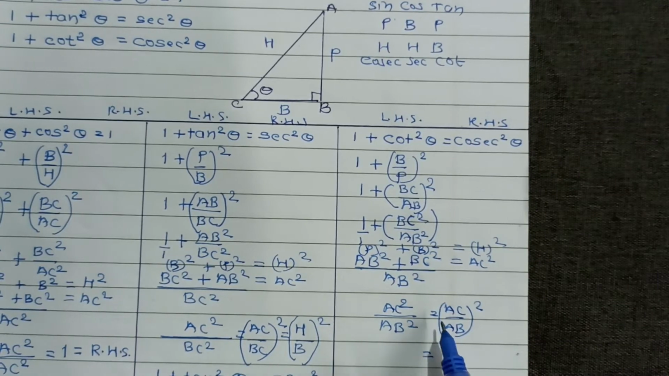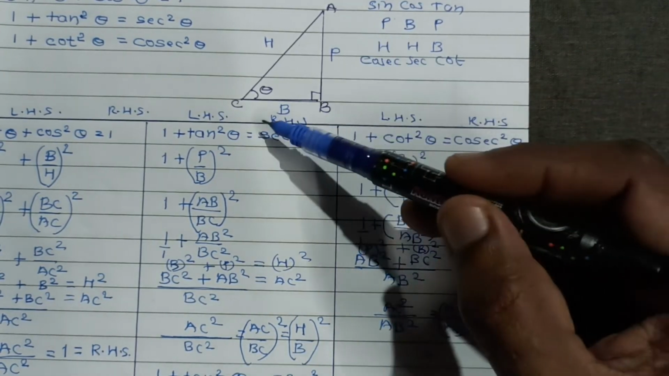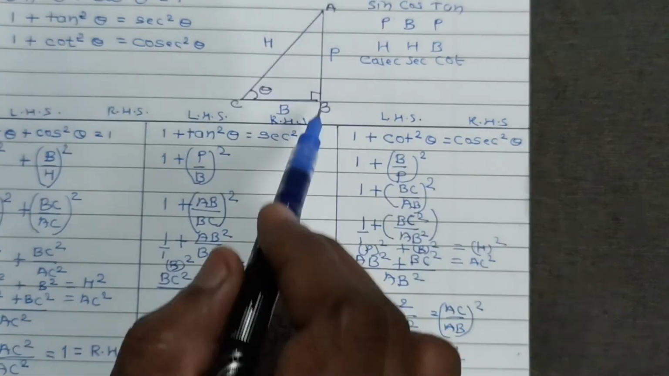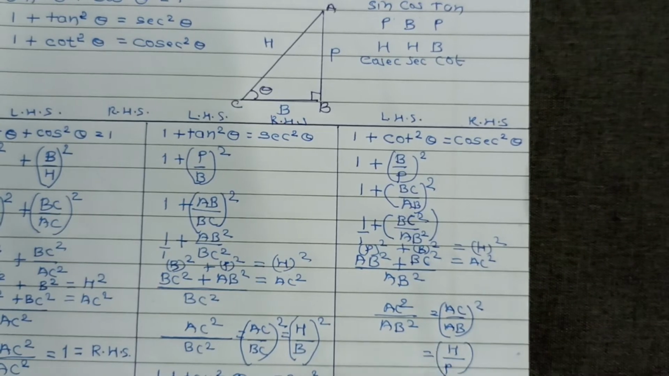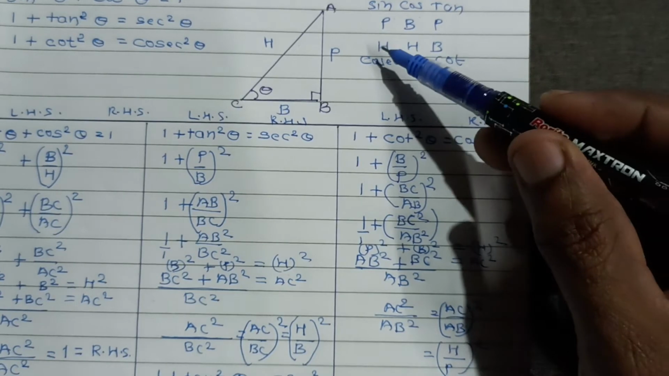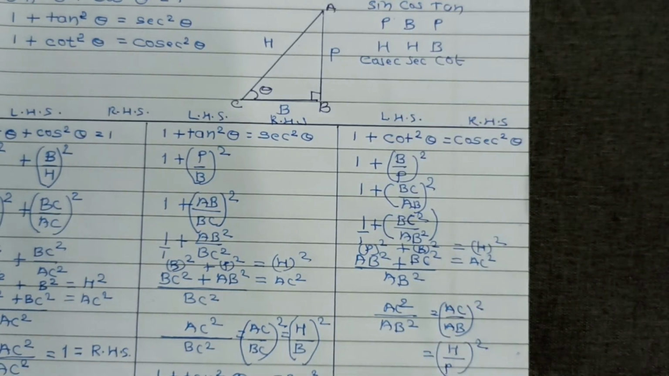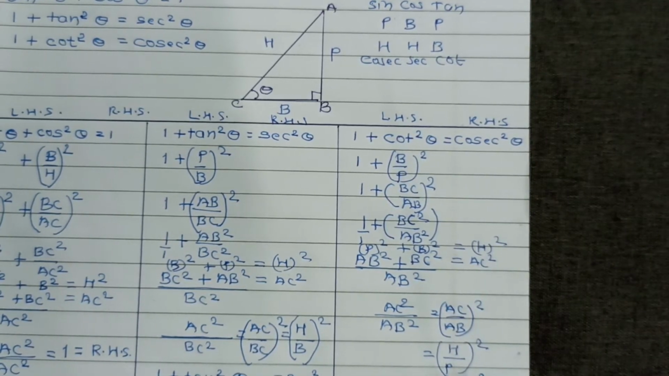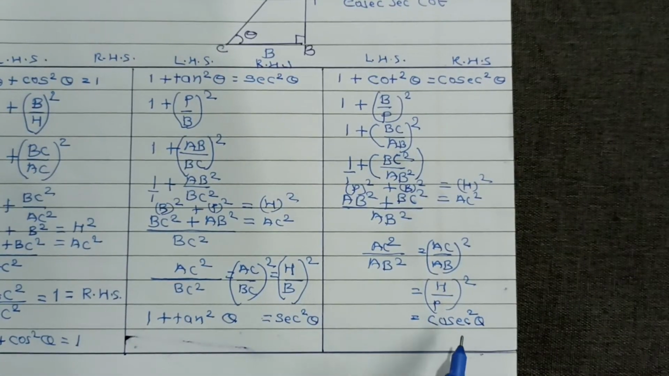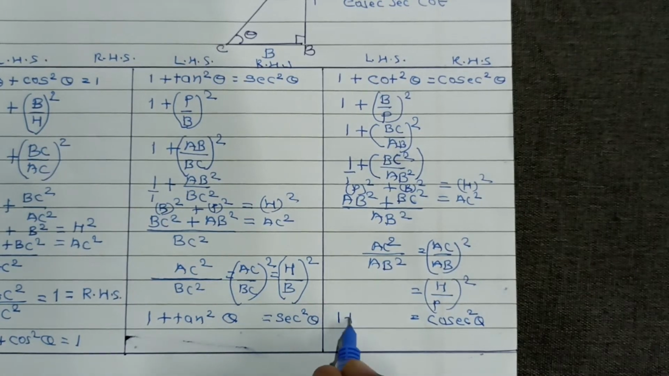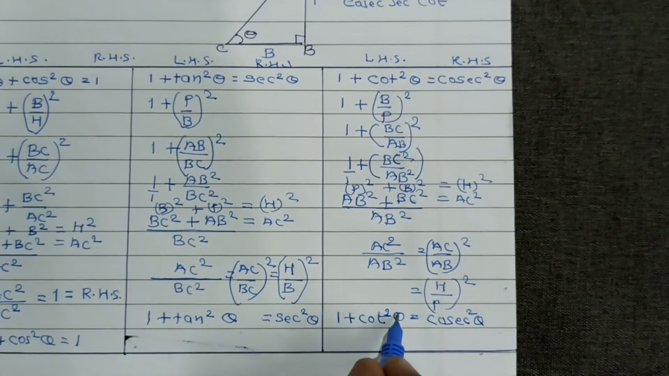Now you see here, so AC belongs to hypotenuse, therefore you have to write here H, and AB is what? Perpendicular, H upon P whole square. So what is this H upon P of whose ratio? H upon P, cosec ratio it is. So therefore you have to write here cosec, and this theta you have to write here theta. So cosec square theta. This is the required solution of this identity, that is cosec square theta. So third identity is 1 plus cot square theta is equal to cosec square theta.